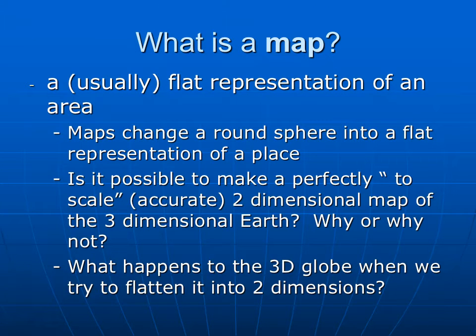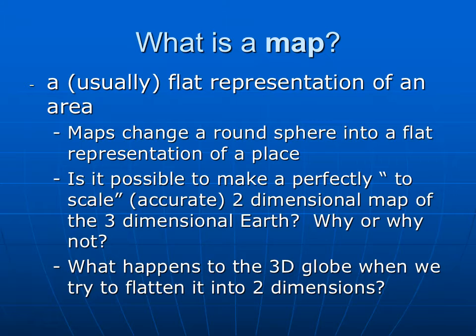So that leads us to what is a map. A map is a usually flat representation of an area. Maps change a round sphere into a flat representation of a place. Is it possible to make a perfectly to scale, two-dimensional map of the three-dimensional Earth? Why or why not? We're going to pause it now so you can discuss.